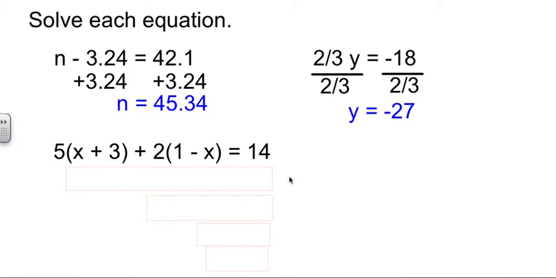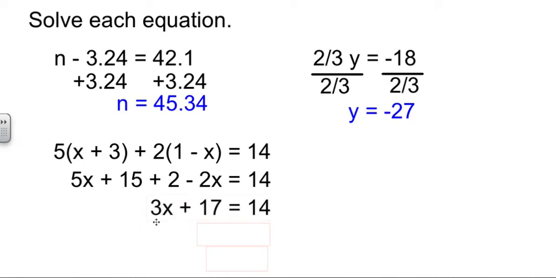Now this next one has a few more steps to it. We have 5 times x plus 3 plus 2 times 1 minus x equals 14. First thing I need to do is distribute. So 5x plus 15 plus 2 minus 2x is equal to 14. Now we can collect our terms. 5x minus 2x is 3x. 15 plus 2 is 17, and that equals 14.